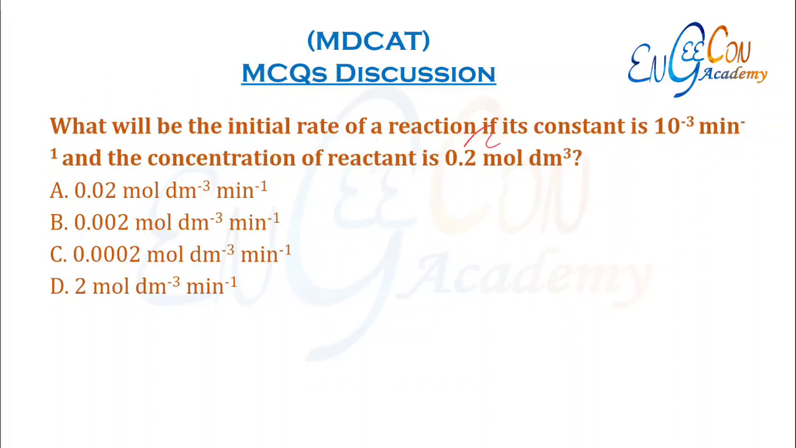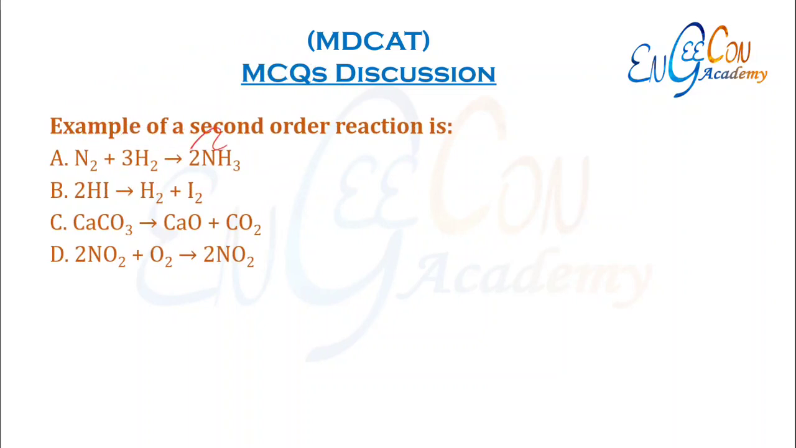What will be the initial rate of reaction if its rate constant is 10 raised to the power minus 3 per minute and concentration is 0.2 mole per decimeter cube? So we can write rate is equal to rate constant multiplied by concentration of reactants. So rate constant is 10 raised to the power minus 3 and concentration of reactants is 0.2. So we get 2 into 10 raised to the power minus 4, which is option C. Example of a second order reaction is, so this is a question from the book, and this reaction is basically a second order reaction.